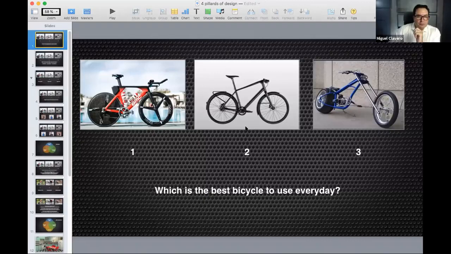Maybe you choose number 2. This is one of the main pillars. This is the utility function. This is about how well the product does its job. Is it comfortable? Is it durable? How will we use it?